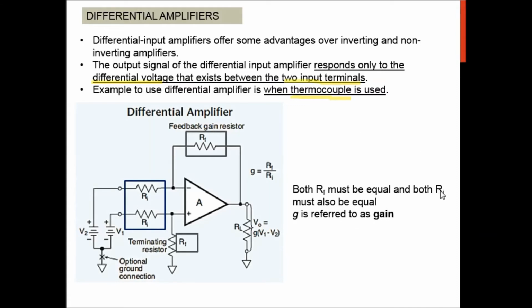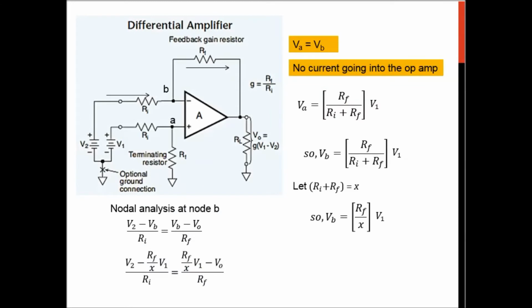Okay, so the main important thing about the differential amplifier is that the resistors Rf over here must be equal, and the resistors Ri here must also be equal. So the gain for the differential amplifier is Rf over Ri. These next two slides show the derivation of the equation.